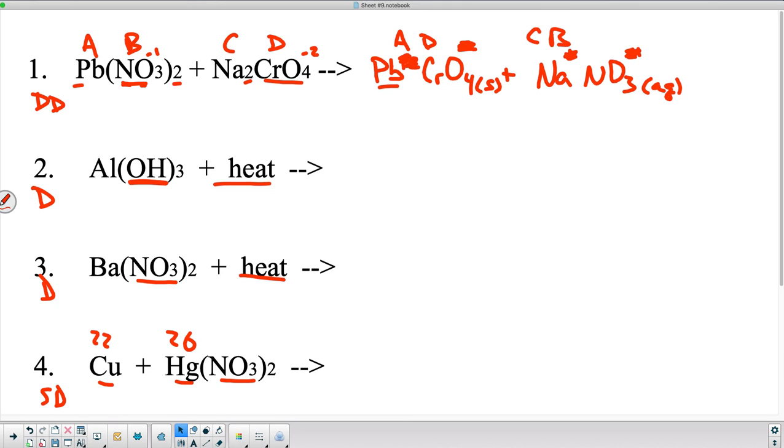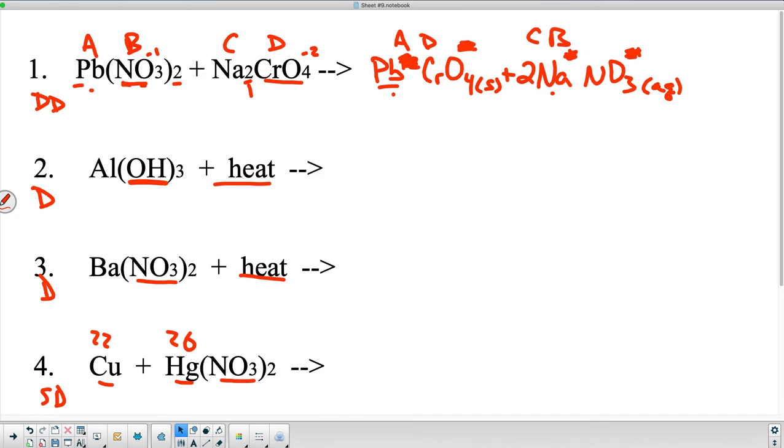That means this works. And then we go ahead and balance the equation. 1 Pb, 1 Pb. Two NO3s, I only have one over here because there's no parentheses, and I put a 2 in front to get 2. That means I have 2 Nas. Over here I have 2, so that also works out. 1 CrO4 and 1 CrO4. So all I have is a 1, 1, 1, 2. So let's take a look at number 3.